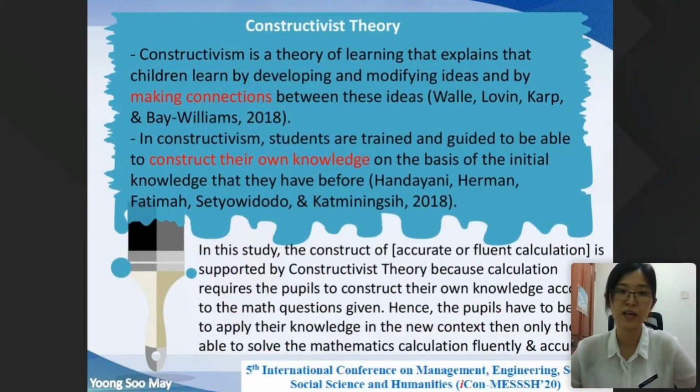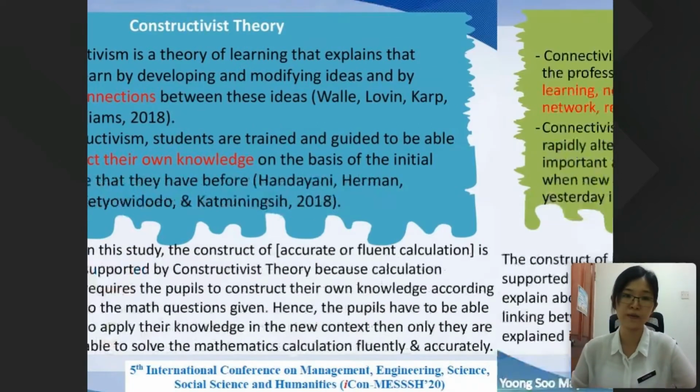Number 3, constructivist theory. According to Van de Walle, Karp, and Bay-Williams in 2018, constructivism is a theory of learning that explains that children learn by developing and modifying ideas and by making connections between these ideas. In this study, the construct of accurate and fluent calculation is supported by constructivist theory because calculation requires the pupils to construct their own knowledge according to the math questions given. Hence, the pupils have to know how to apply their knowledge in the new context. Only then are they able to solve the mathematics calculation fluently and accurately.